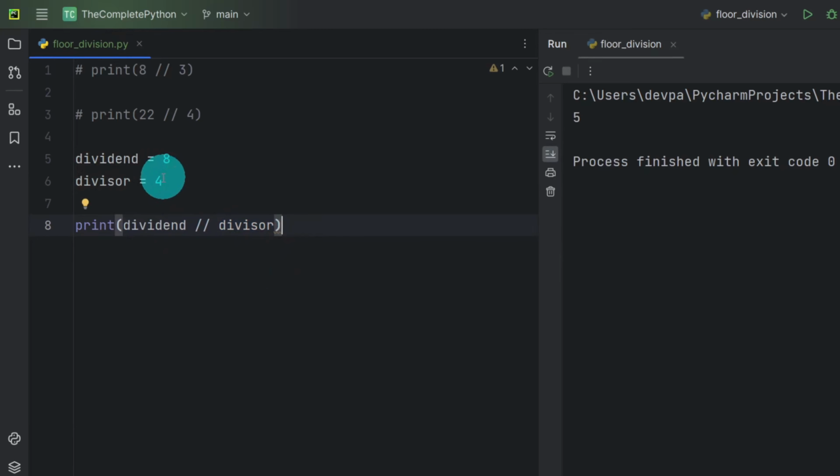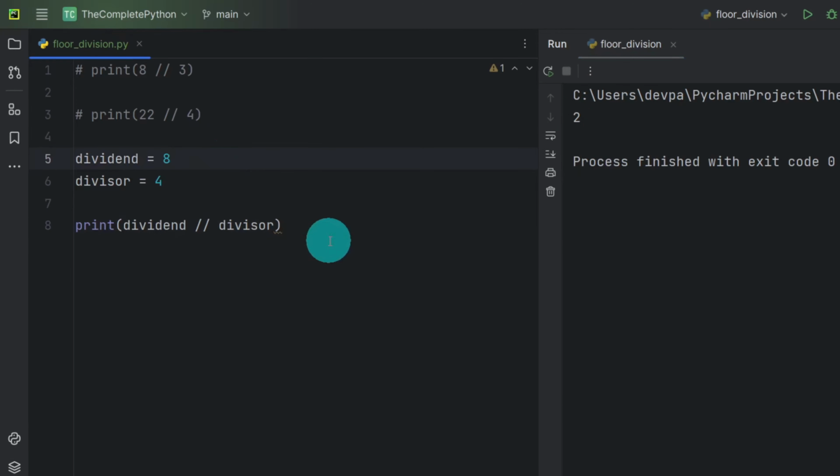First let's divide 8 with 4. When we divide 8 with 4, we will be getting 2. The integer that is less than or equal to 2 is 2 itself. Hence the result will be 2. See.